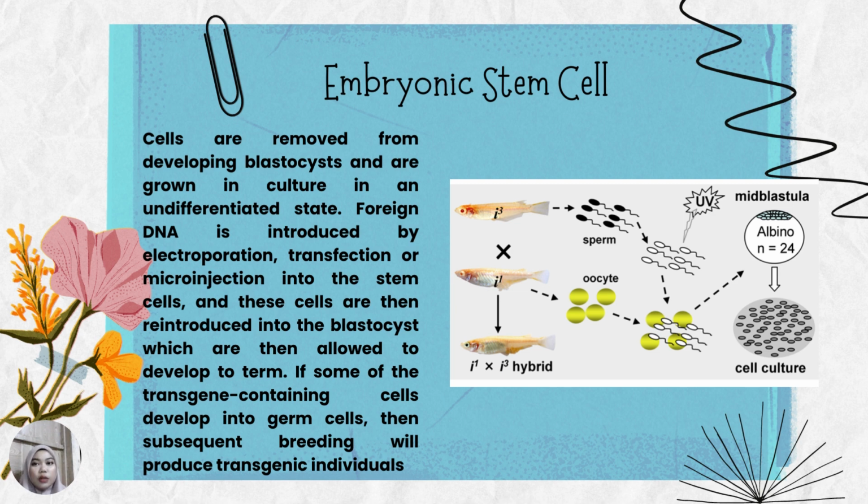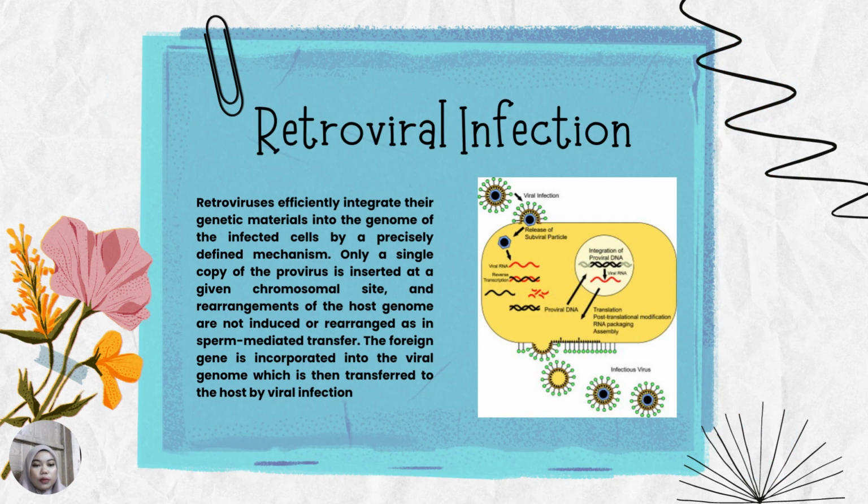For example, selection can be conducted by fusing the gene of interest with a new gene, which then allows the cells that incorporate this recombinant gene to grow in media containing G418, which is normally toxic to cells not possessing the gene. And the last method is retroviral infection.